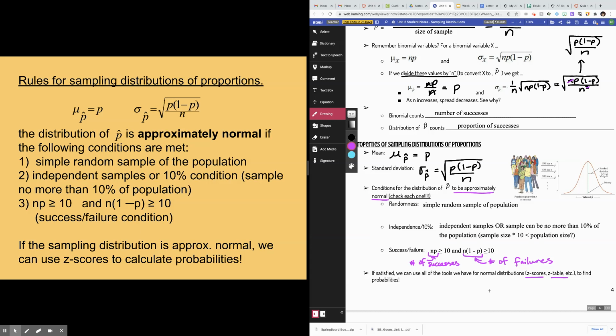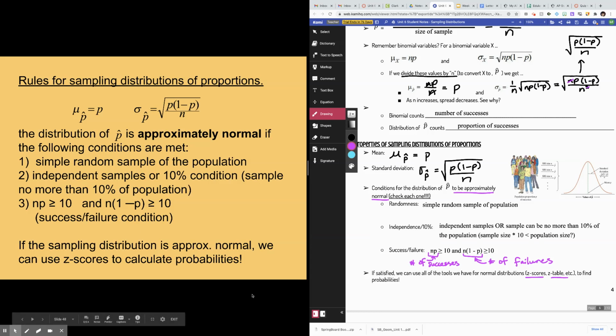But if the conditions are not met, then we don't know that the sampling distribution is approximately normal. And at that point, you can't really go on with the problem, so you have to make sure that you check conditions first.